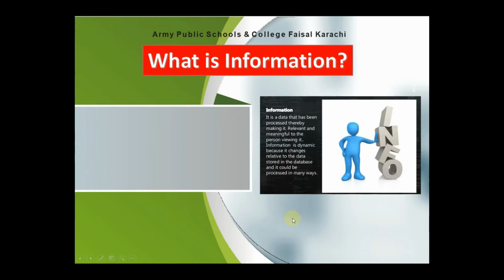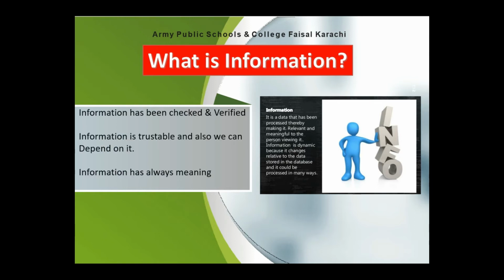So what is information? It is data that has been processed, thereby making it relevant and meaningful to the person viewing it. Information is dynamic because it changes relative to the data stored in the database, and it could be processed in many ways. Information has been checked and verified. As you know, data has not been verified. Information is trustable and also we can depend on it. Information always has meaning. As we have seen, it has been processed.